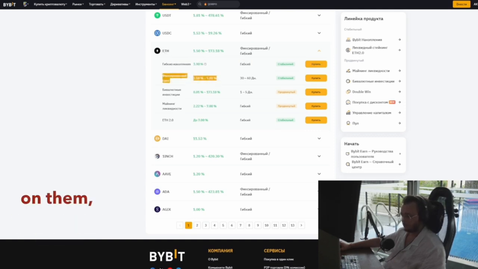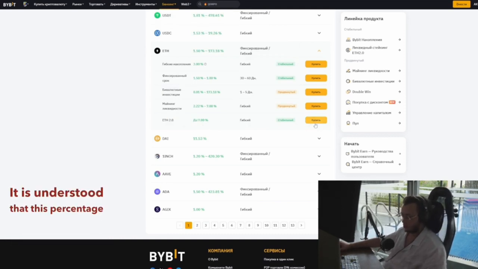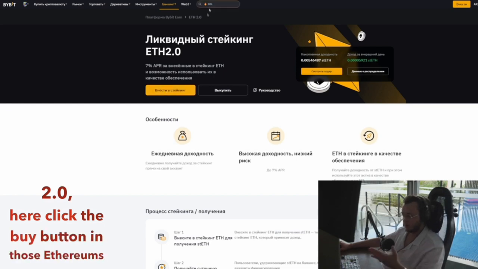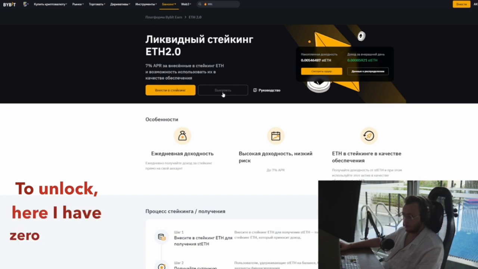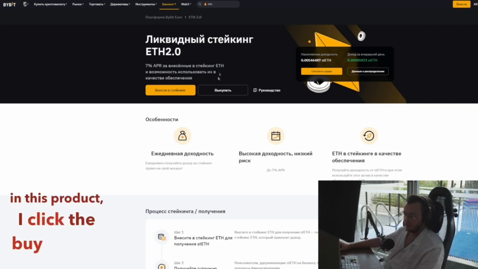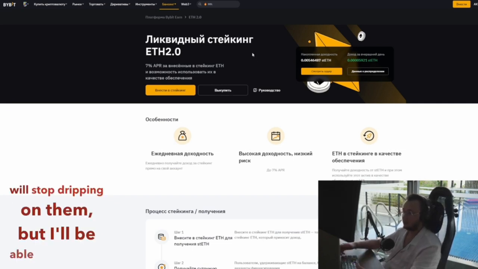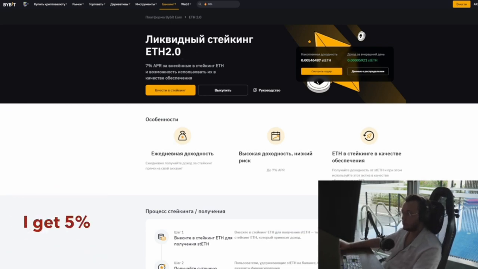They take interest on them, but it's not profitable. Ethereum 2.0 is written to be up to 7% per annum, but in fact, I got 3.5% at the moment. It is understood that this percentage fluctuates based on the network's activity. So, Ethereum 2.0, here click the buy button in those Ethereums that you have in your account, and you just stake. To unlock, here I have 0.6 Ether in this product. I click the buy button and I can sell all of these. Staking will stop dripping on them, but I'll be able to withdraw them wherever I want. While they're frozen for me, while I have them staked, I get 5% per annum.